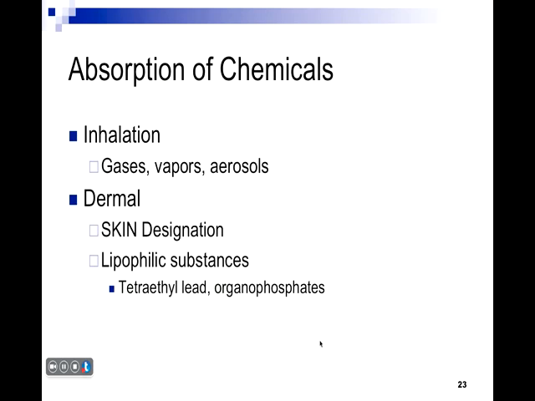Now, how do you get chemicals inside of your body? How are they absorbed? Well, inhalation is typical for most occupational exposures, and that's going to be a gas, a vapor, or an aerosol. Alternatively, you can get things that absorb through your skin. If the ACGIH booklet has a skin designation, and we'll talk about what that means next week when we get into occupational exposure limits, that means that this chemical can potentially be absorbed through the skin. And a lot of substances that are lipophilic, lipo meaning fat, philic meaning love, fat-loving substances, like tetraethyl lead or organophosphate insecticides, they can be readily absorbed through the skin. And so absorption of chemicals can occur dermally.